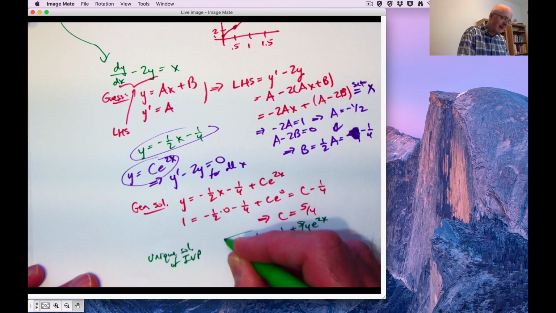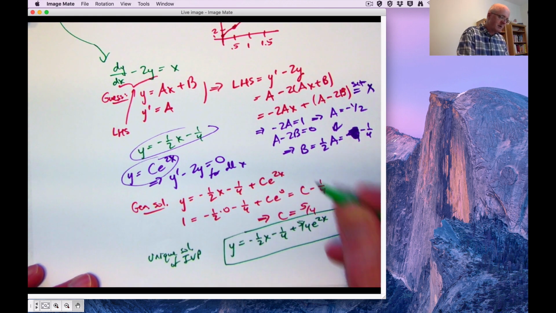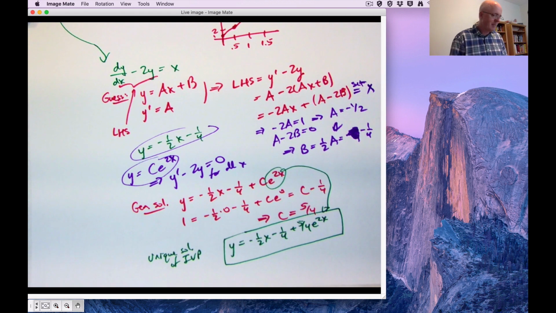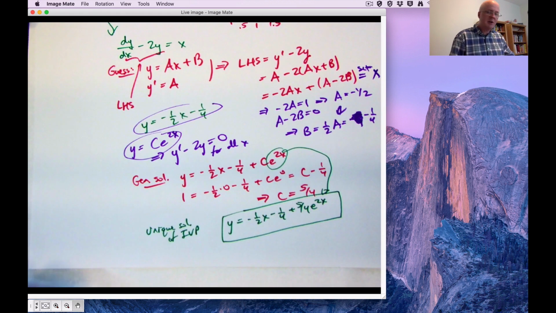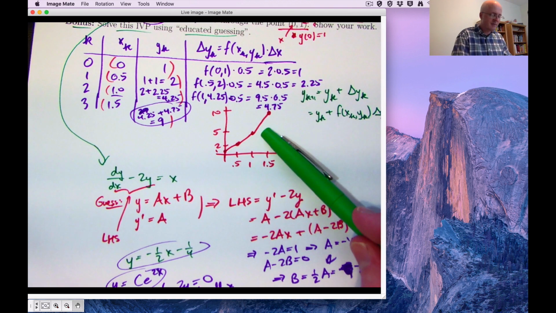Almost made a bad mistake there. Don't forget to multiply by e to the 2x. Okay? And you can double check that. And you could also graph it and compare it to this graph.